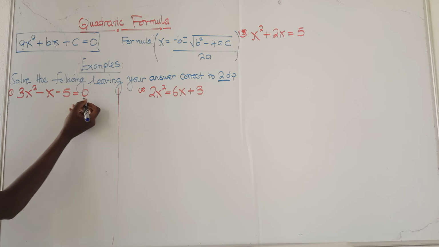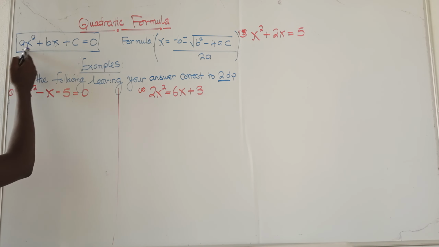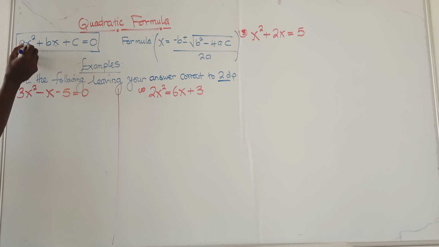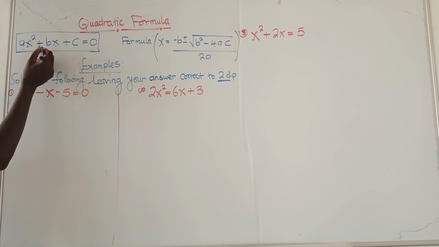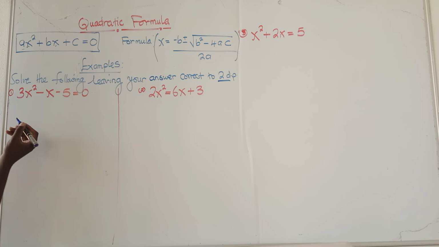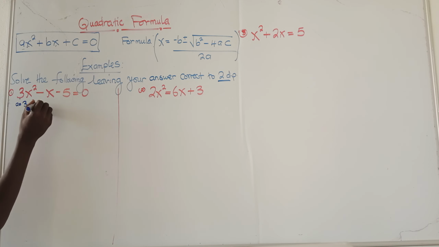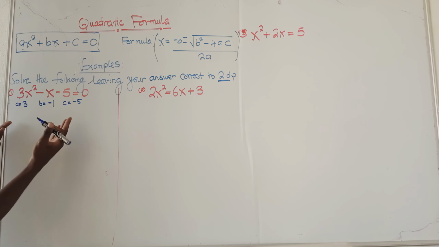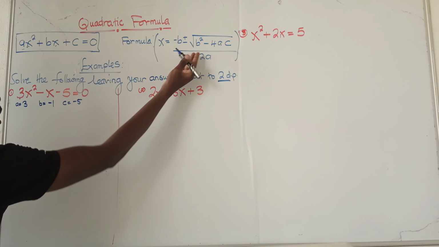Now, you need to identify according to the standard of this formula here. So, your A is always the number next to x squared. And your B is the number next to x. And then your C is the constant there. So, in this question, what is our A? Our A is equal to 3. What is our B? Here there's just x, so meaning it is 1. So, it is negative 1. And our C is negative 5.